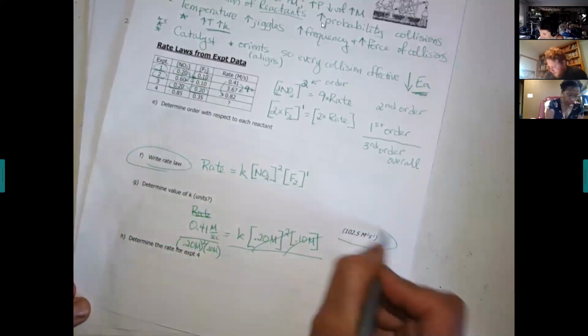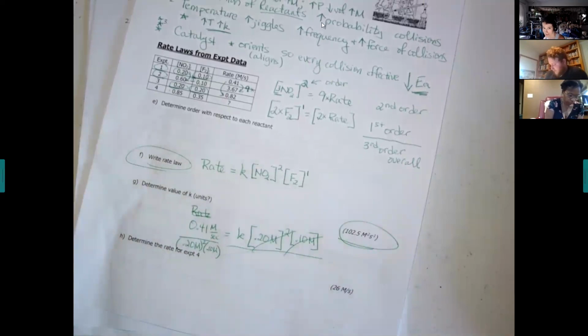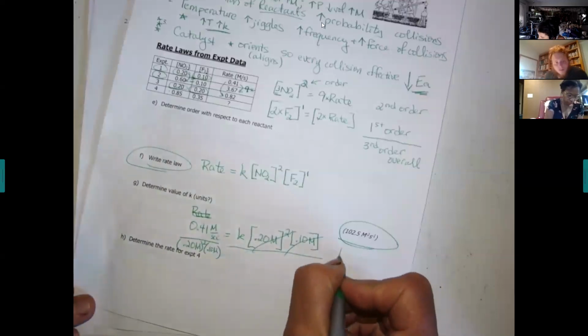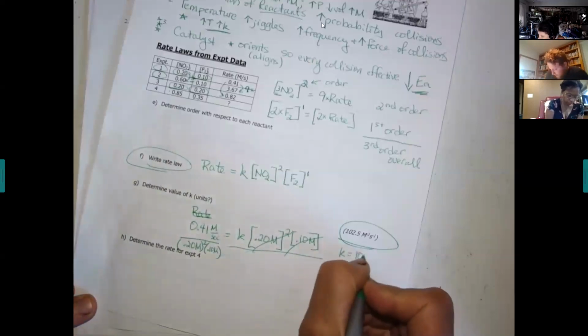And this is a really awesome question. I think Edward asked me the other day, why do I suddenly have 4 sig figs? I don't know. The answer should only have 2. So really we should say that K equals around 100.